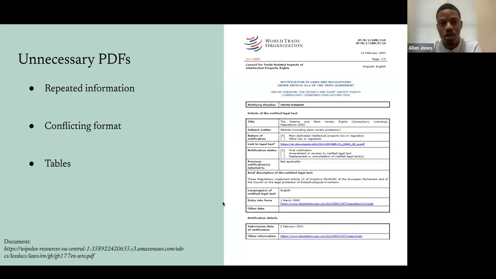And then this is something that we call an unnecessary PDF. It was either repeated information, it had a conflicting format, and it also had elements that were difficult to work with, such as tables. For example, this PDF doesn't have a lot of legal jargon or any laws. And then it has a link to legal text, which is the document as you can see right there. But that's a link that was already in our data set to begin with. So with a document like this, we would just leave it out because it had unnecessary information.